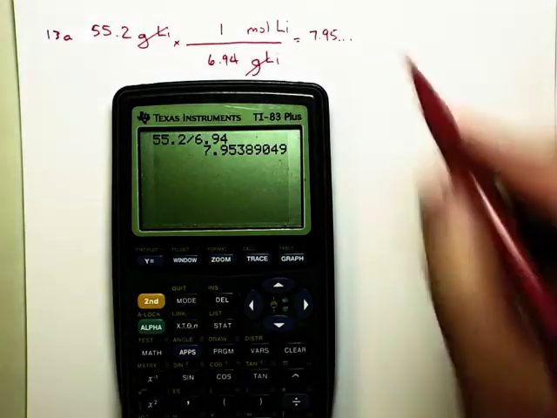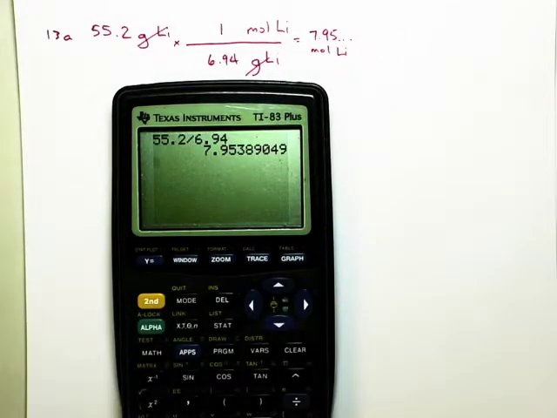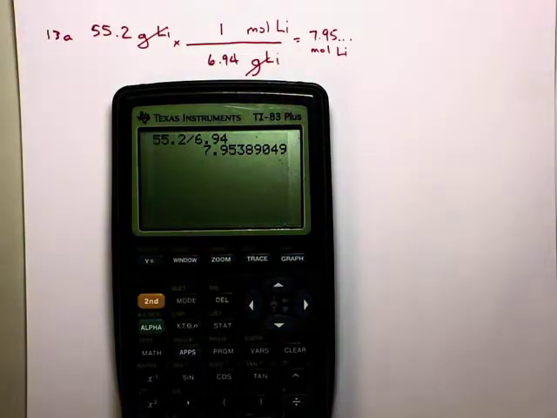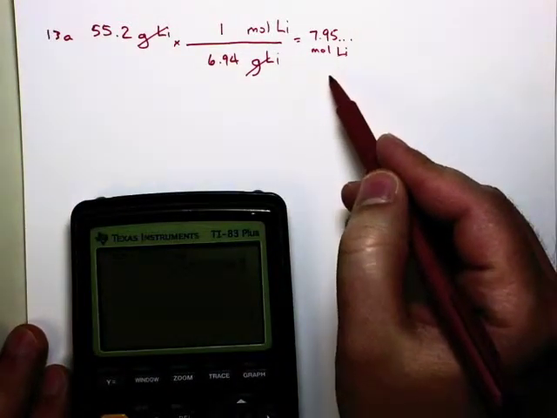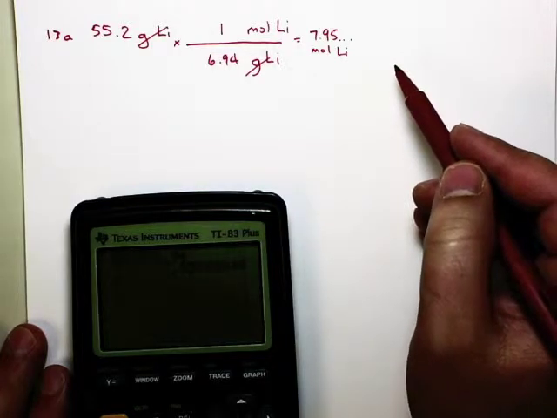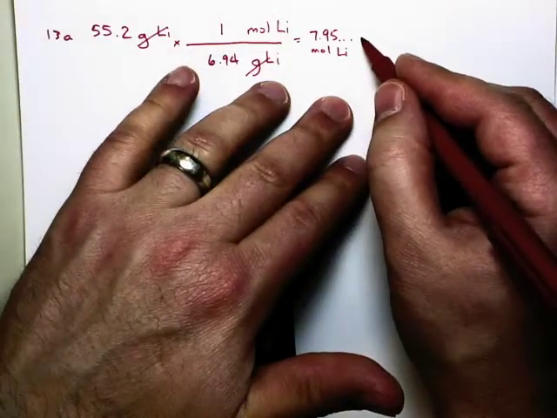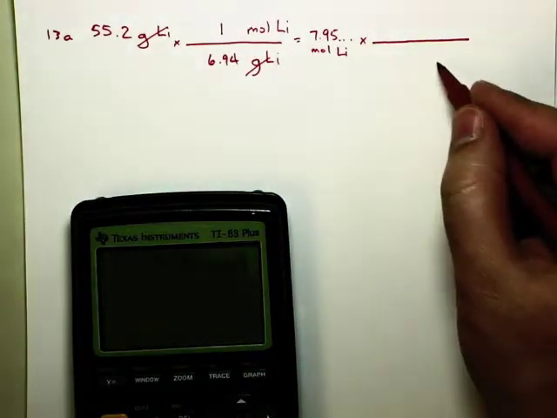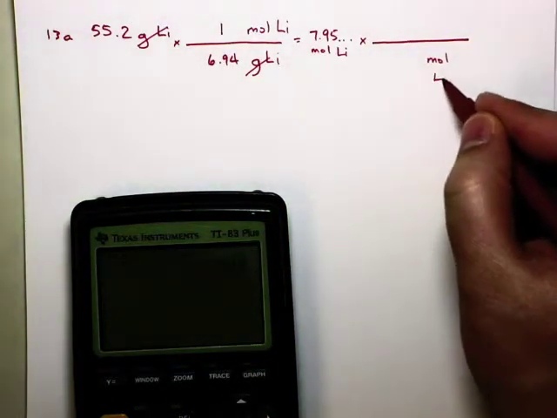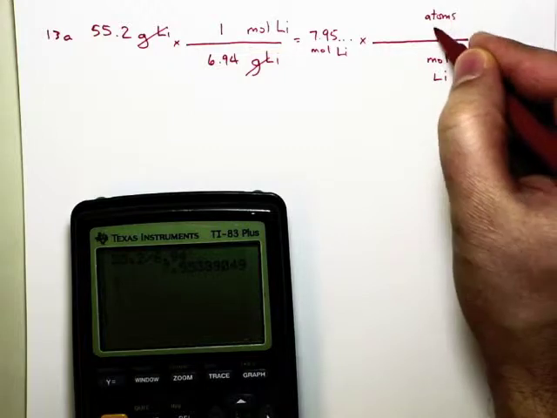Okay? Now, as of this point, we are currently in moles of lithium. But that's not what 13A's instructions tell us to find. It says to find how many atoms are in the following. So just like on Friday, we'll use this 7.95 as a new starting point of our next problem. If I have 7.95 moles of lithium, I put a times sign, a division line. What I have goes below the line, which is moles of lithium, and what I want goes above the line, which is atoms of lithium.